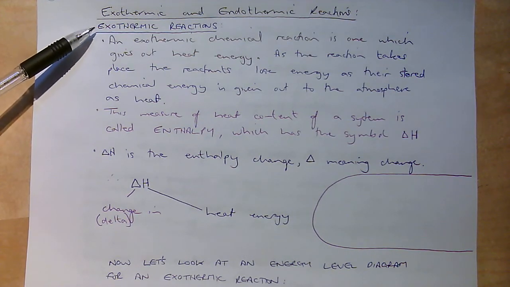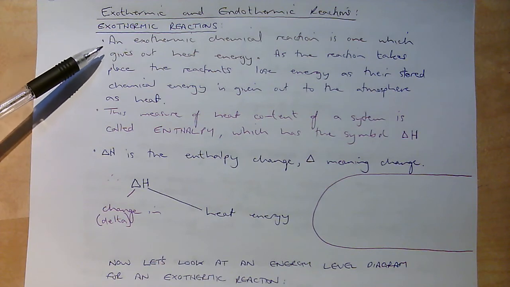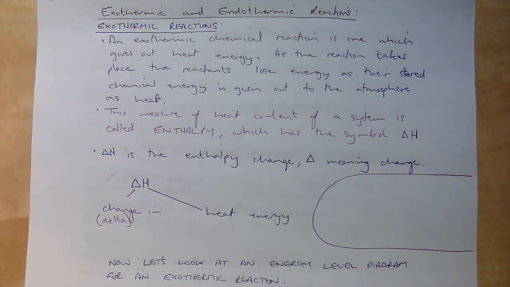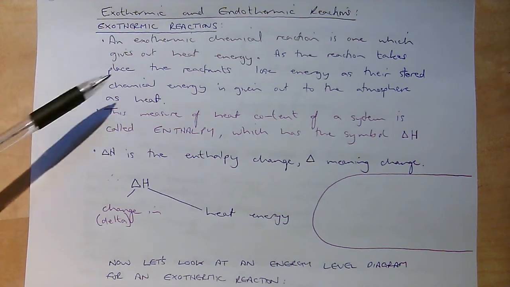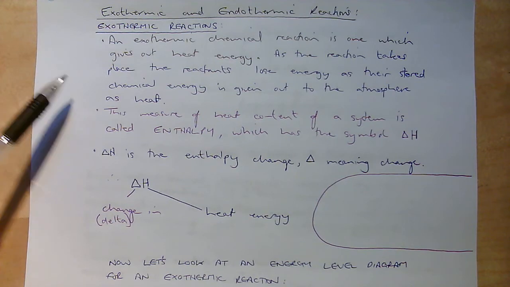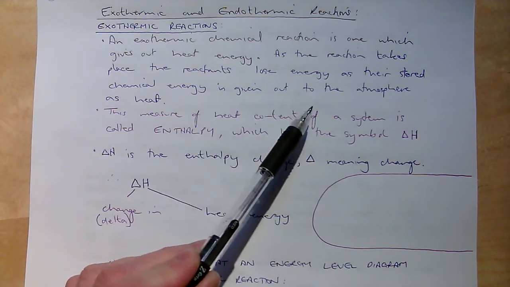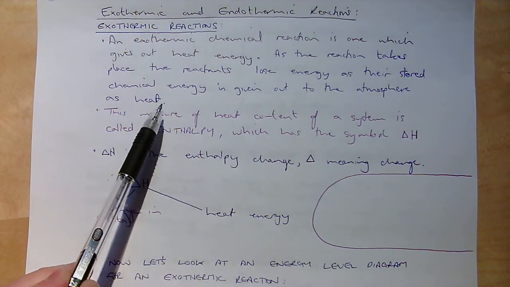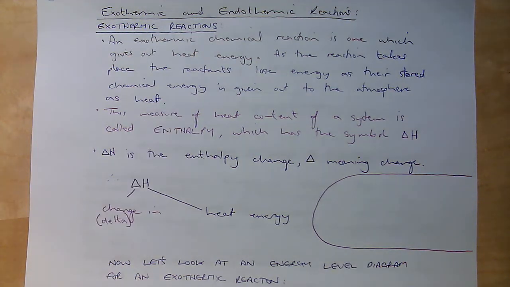An exothermic chemical reaction is one which gives out heat energy. As the reaction takes place, the reactants lose energy as their stored chemical energy is given out to the atmosphere as heat. So in an exothermic reaction, heat energy is given out, and you can detect this in the atmosphere around the reaction as it gets hotter.